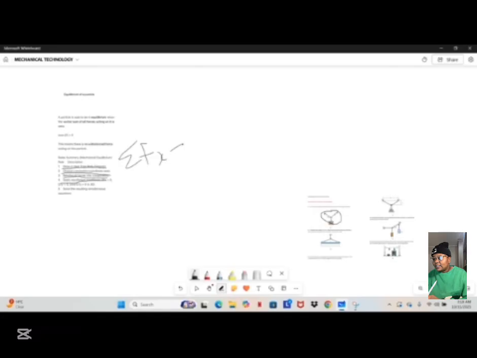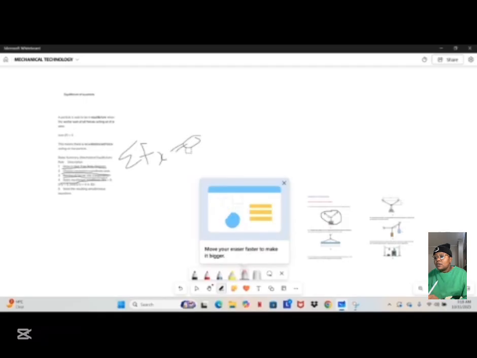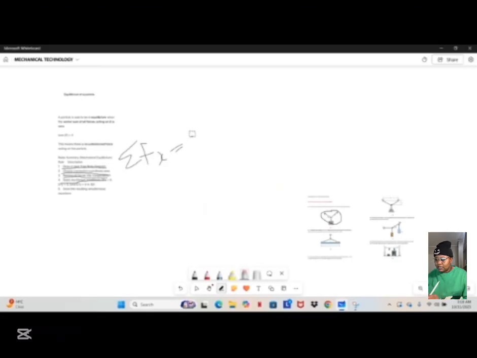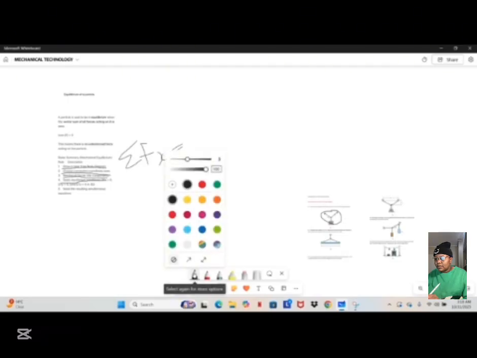F of x is equal to 0. Oh, sorry, let me fix this. Okay, all right. So we know that the sum of all the forces is equal to 0.